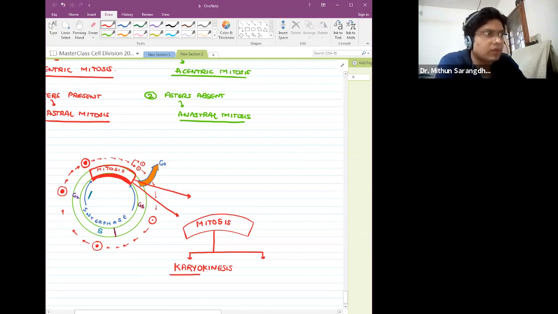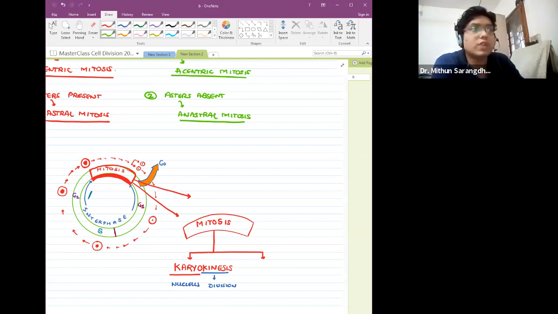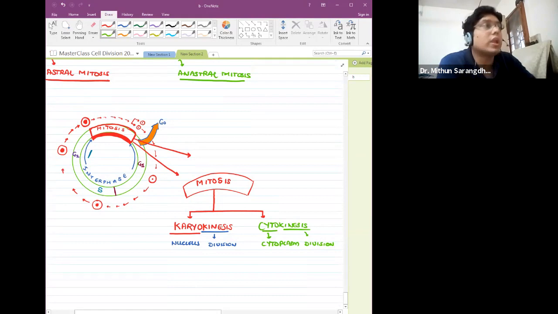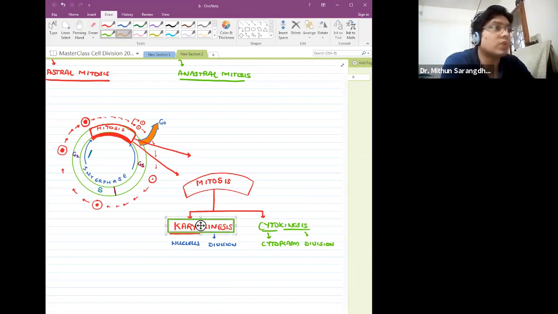Let me just put it down. Karyo means nucleus, and kinesis means actually division. So you are going to have division of nucleus. Once the division of nucleus is completed, guys, afterwards we are going to have the second step, that is called cytokinesis. Now guys, if karyokinesis is division of nucleus, can you tell me what is cytokinesis? Division of what? Yes, very nice, guys. It is nothing but division of your cytoplasm. So nucleus division is followed by cytoplasm division. But now, guys, what is karyokinesis and what is going to happen in cytokinesis? Let's try to figure this out.